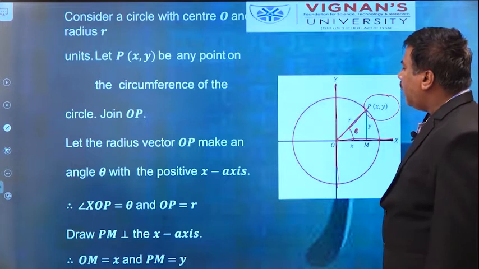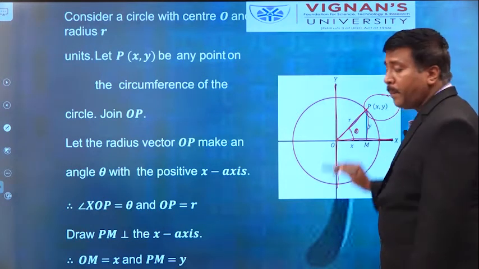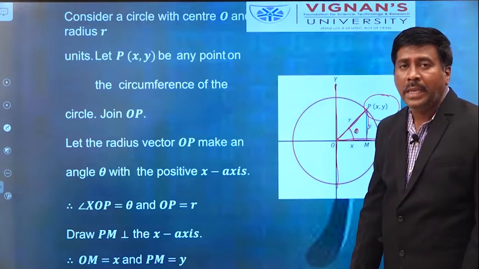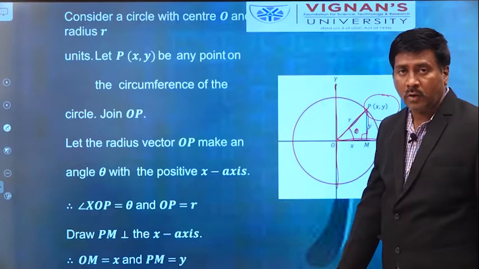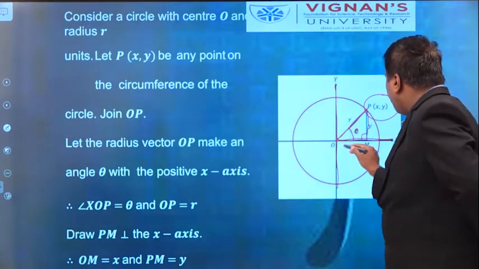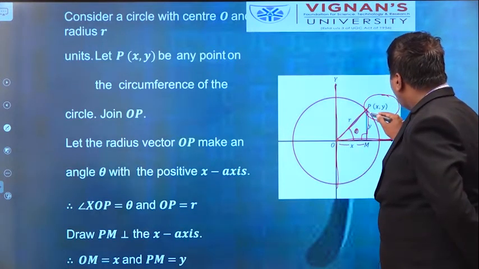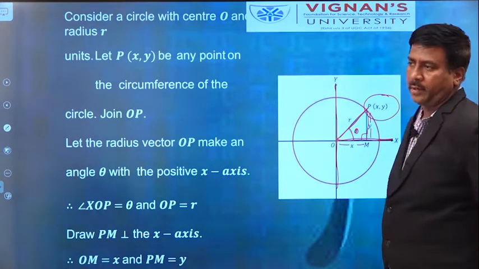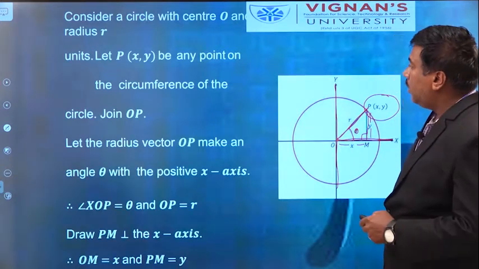Draw PM perpendicular to the x-axis. Perpendicular means the angle at that particular point is 90 degrees. Therefore, the length of OM is equal to x and the length of PM is equal to y. All of you catch this point.